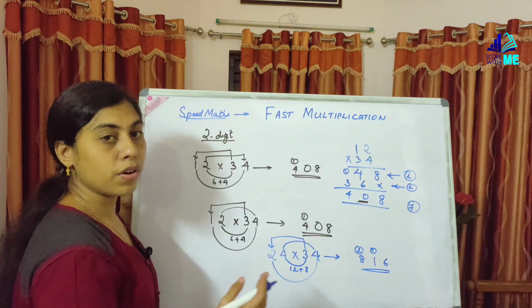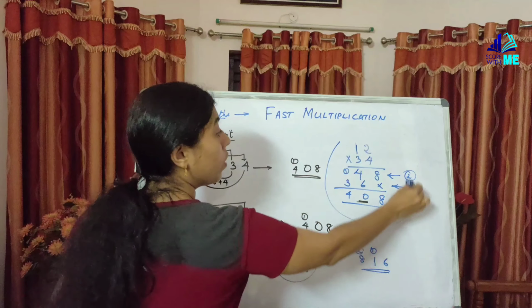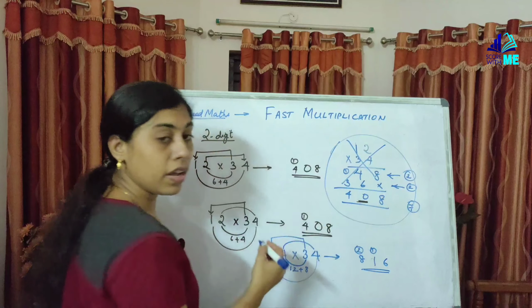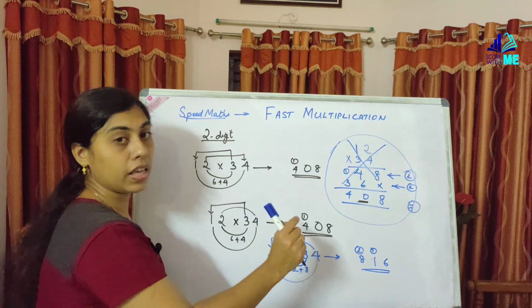So that is all about two-digit multiplication, and it is very easy. We need not depend on these traditional methods anymore. We can get the answer of any two-digit multiplication just within seconds.